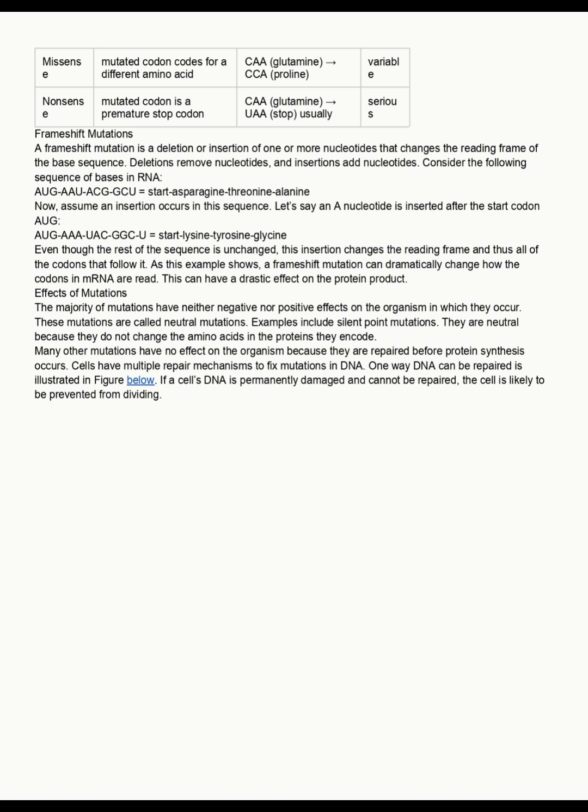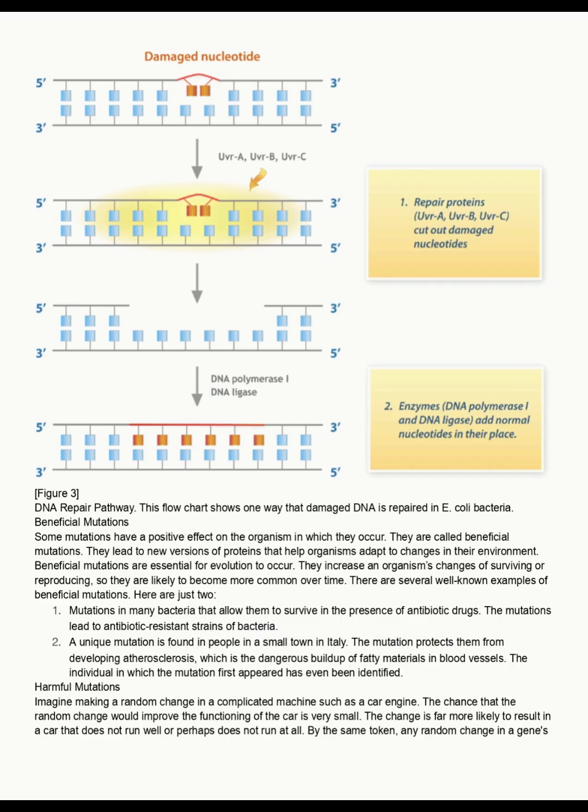Many other mutations have no effect on the organism because they are repaired before protein synthesis occurs. Cells have multiple repair mechanisms to fix mutations in DNA. One way DNA can be repaired is illustrated in the figure below. If a cell's DNA is permanently damaged and cannot be repaired, the cell is likely to be prevented from dividing. DNA repair pathway. This flow chart shows one way that damaged DNA is repaired in E.